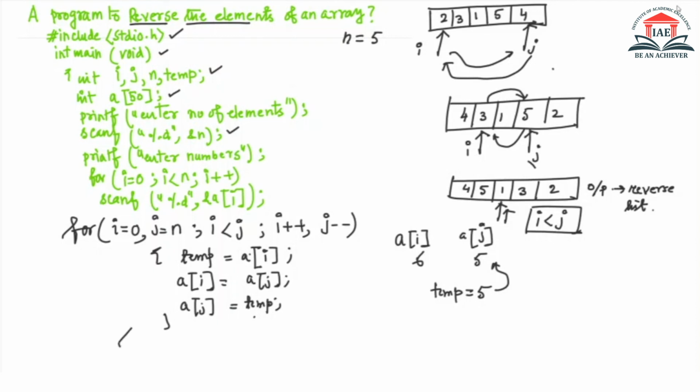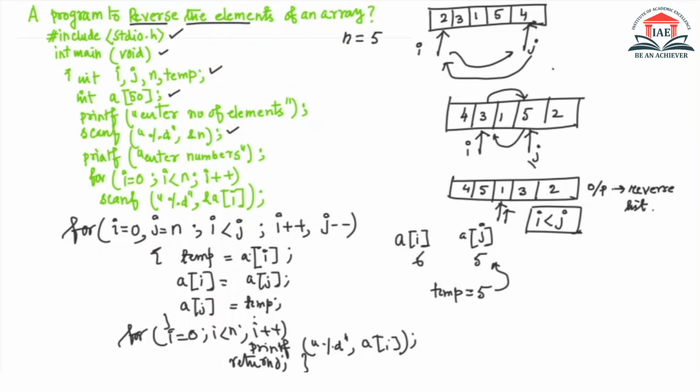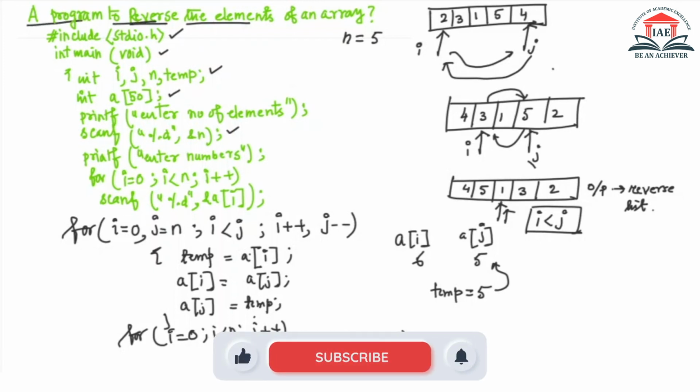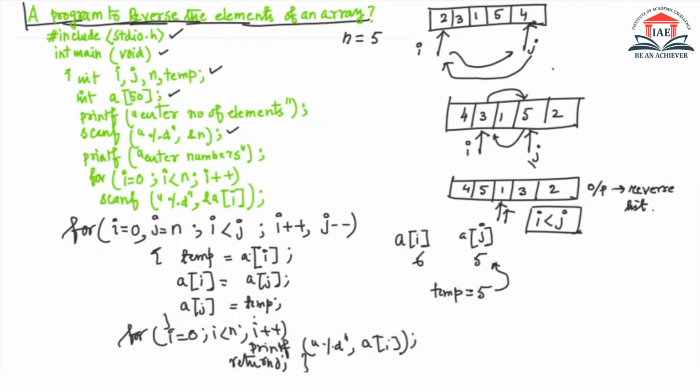After reversing, if you want to print it, you just write i equals to 0, i less than n, i plus plus, and use printf with %d and ai, it will print the whole array, and integer main returns 0. So that is our program. By doing this simple program, we are reversing the elements of an array.